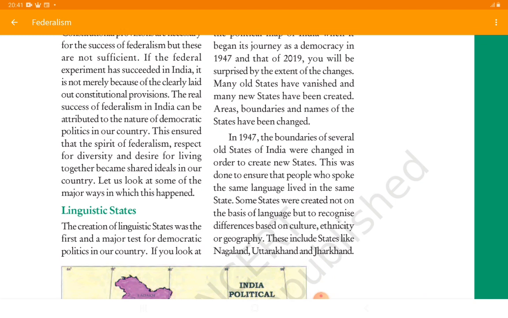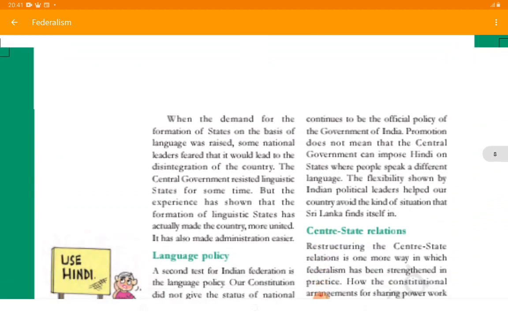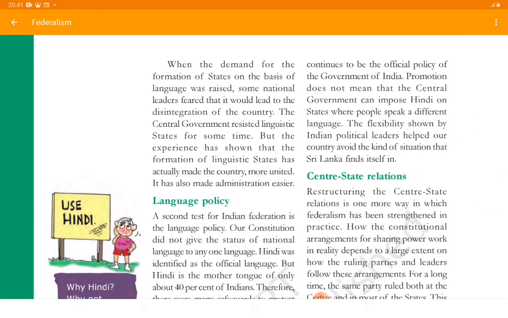This was done to ensure that people who spoke the same language lived in the same state. So it was according to the regional division that should be done in a country like India. Some states were created not on the basis of language but to recognize difference based on culture, ethnicity or geography. These include states like Nagaland, Uttarakhand and Jharkhand. These are the major states which we see in our country, newly formed because of regional diversities, and to accommodate such large regional diversities in a country like India, it was needed to form such states. So actually it was the formation of the linguistic states.